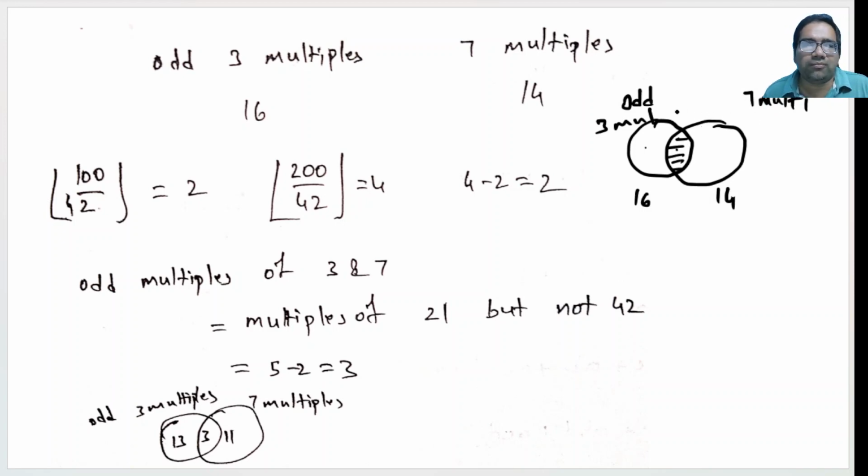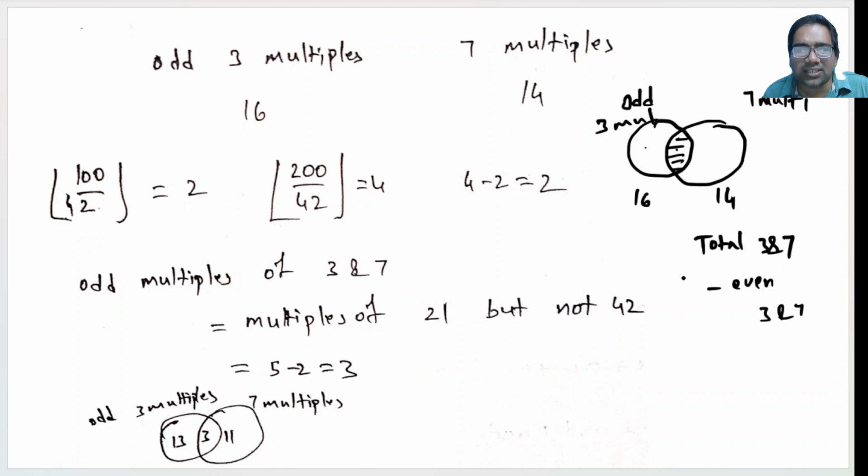So what we want to do? We want the intersection of this first. That is odd three multiples also, seven multiples also. How do you get this? The odd three multiples and seven multiples is total 3 and 7 multiples minus even 3 and 7 multiples, right? Total 3 and 7 together minus even 3 and 7.